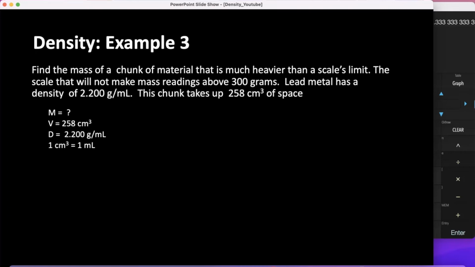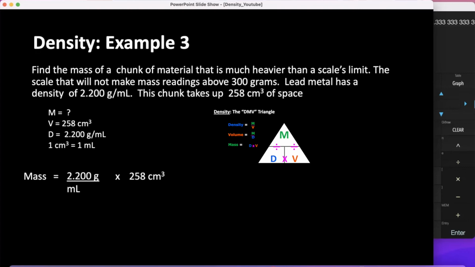So I write down what we have and what we're looking for. We're looking for mass here. And then remind myself 1 centimeter cubed is equal to 1 mil. Then I know I'm using the density equation, but I'm solving for mass, so I would need to manipulate that equation to where I'm solving for mass. So mass is equal to density times volume.